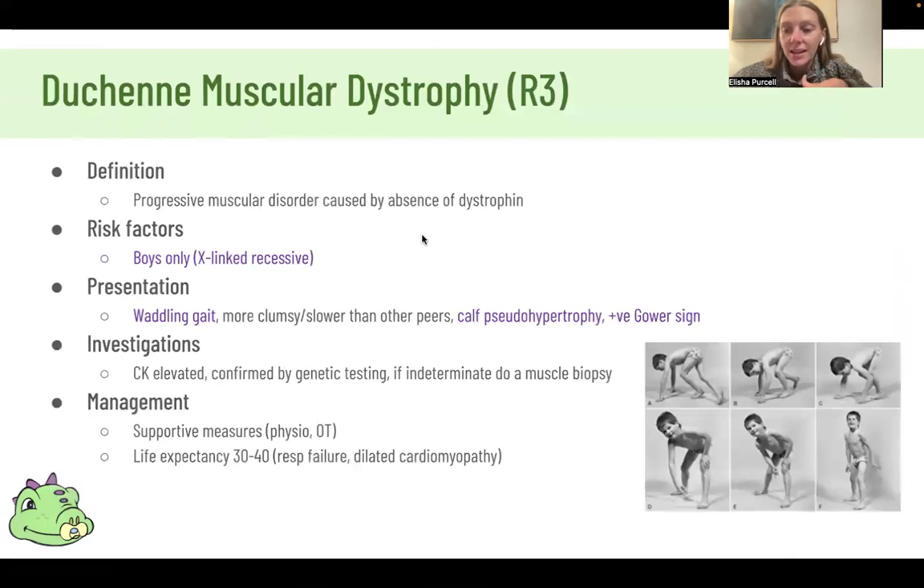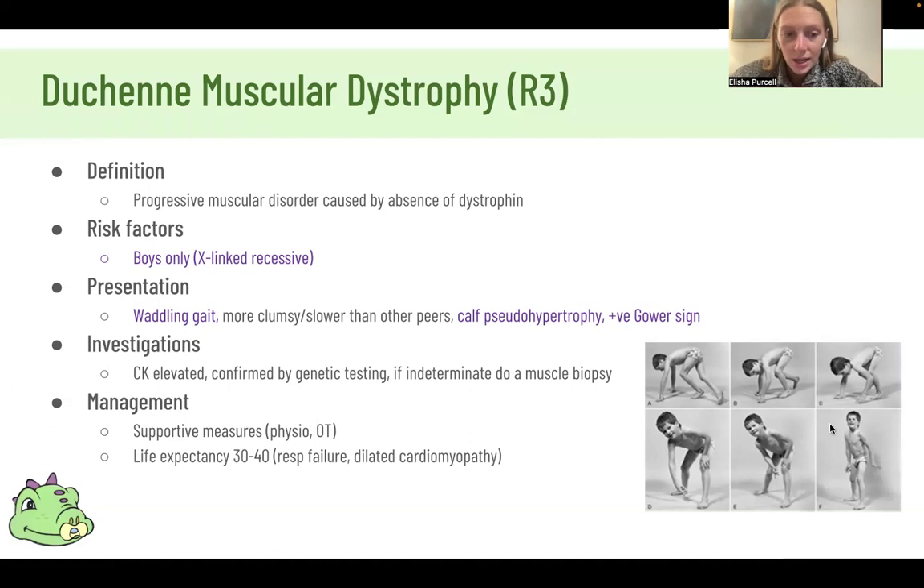So we'll quickly go through these last few conditions and then we'll wrap it up. So Duchenne muscular dystrophy, what is it? It's a progressive muscular disorder caused by the absence of dystrophin. Risk factors: only boys get it. It's X-linked recessive. How they present, they get a waddling gait, calf pseudohypertrophy, and a positive Gower sign.